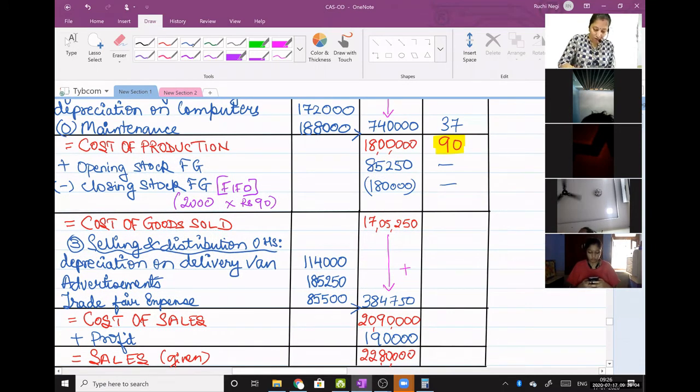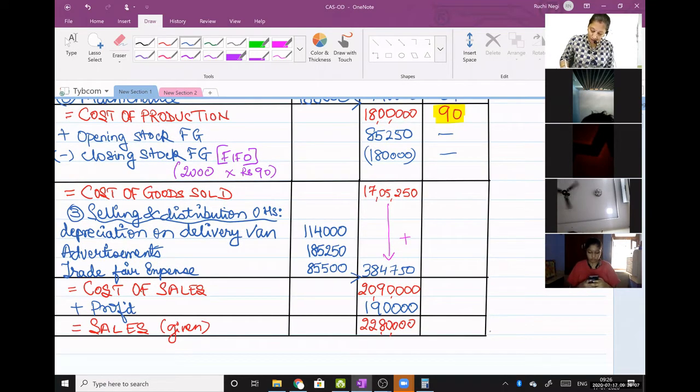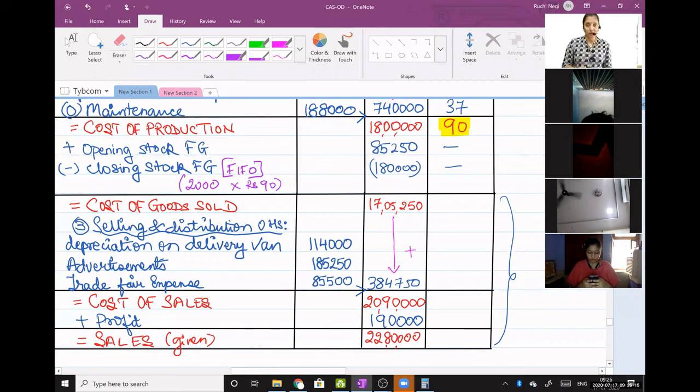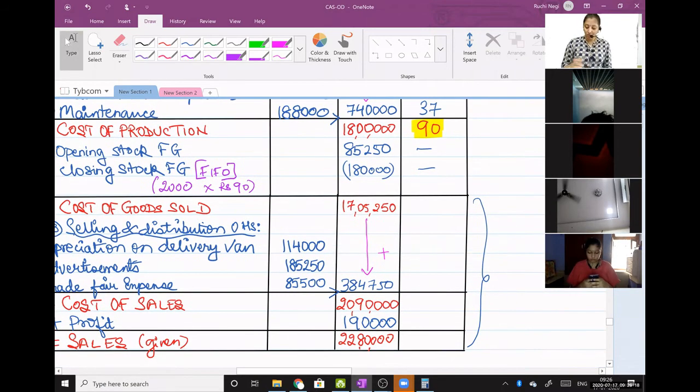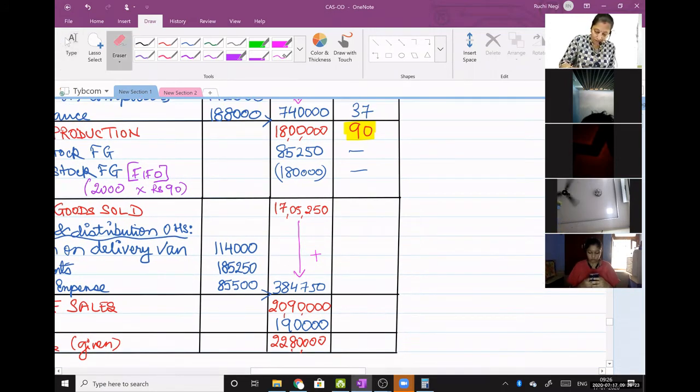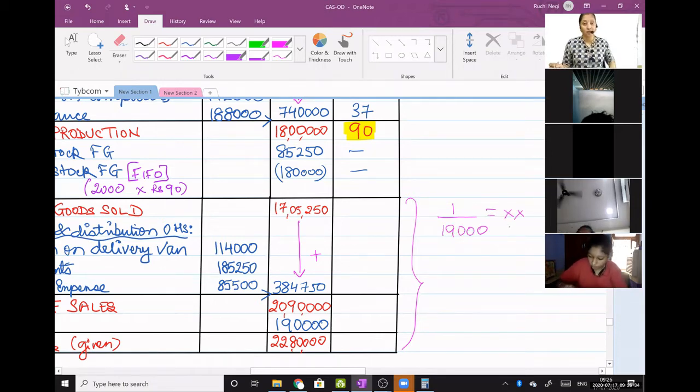Now next shortcut is what? From COGS up to sales, what to do? 1 divided by units sold. Then amount divided by units sold. So what shortcut am I going to use? One divided by units sold. How much is my units sold? 19,000. Press multiplication sign 2 times. So 1 divided by 19,000 equal to, into.